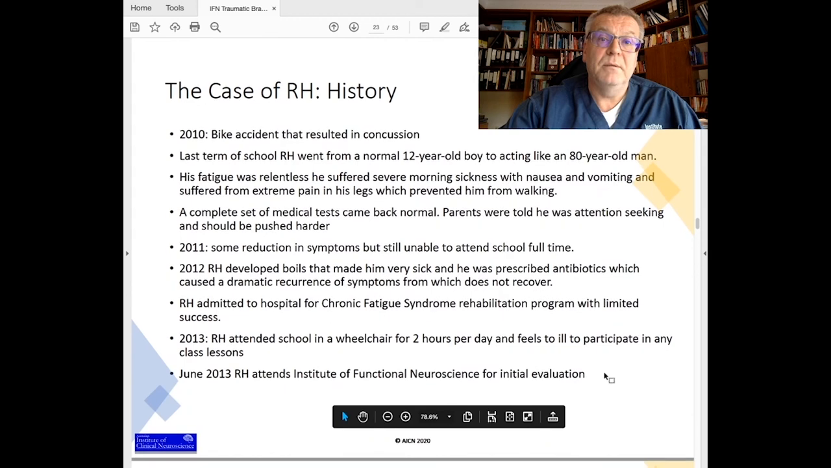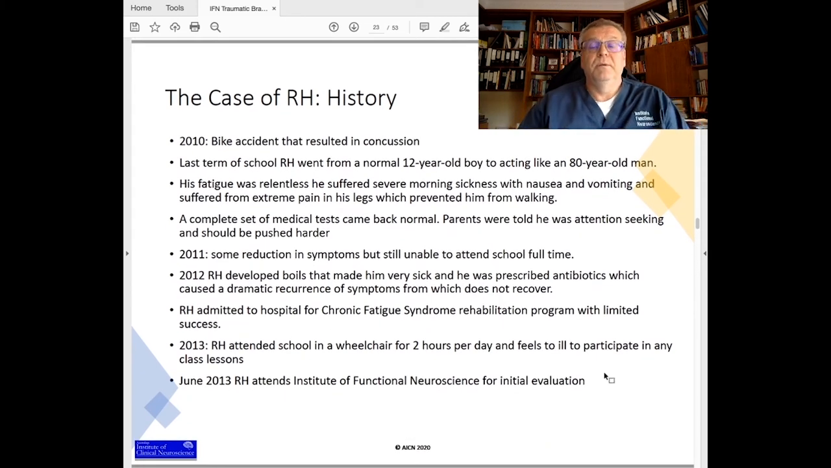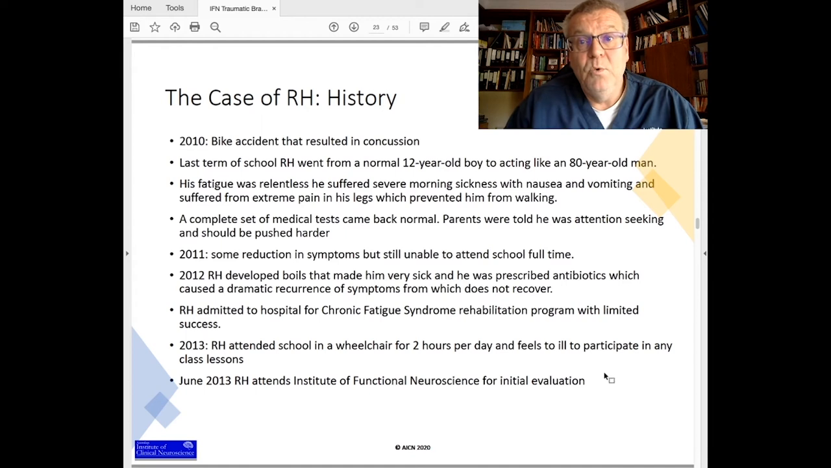Now, the first case that I want to talk about is the case of RH. Now, RH, again, was riding a bike, so he fits into the statistics that I presented quite well. And he was riding a bike without his helmet. Again, another big no-no when you're taking part in recreational activities that do involve some kind of motion. So he had a bike accident, and that resulted in concussion. And his mother said that in the last term of school, he went from acting like a normal 12-year-old boy to acting like an 80-year-old man.